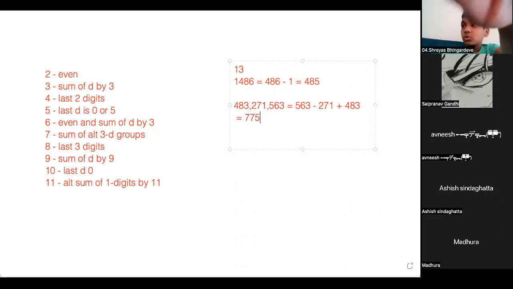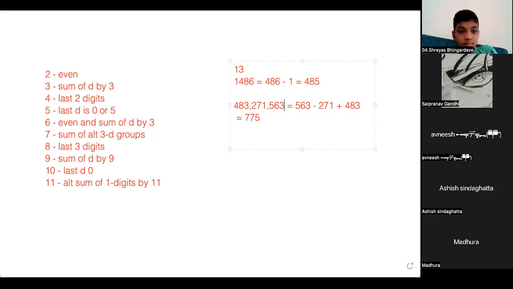Yes, sir. Validate. Is 775 divisible by 13? 13 into 5 is 65, 12 will remain, so 125. 125 is not divisible by 13. So the entire number will not be divisible by 13. Because 13 nines are 117, and then 8 remains.